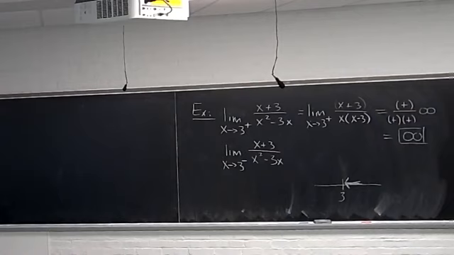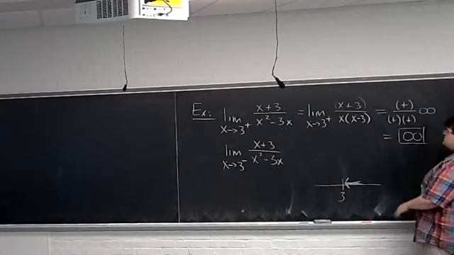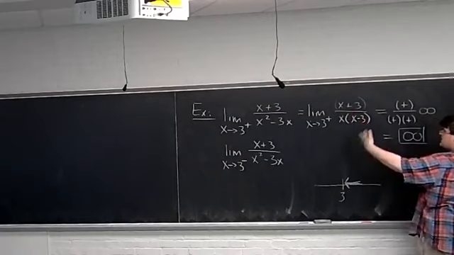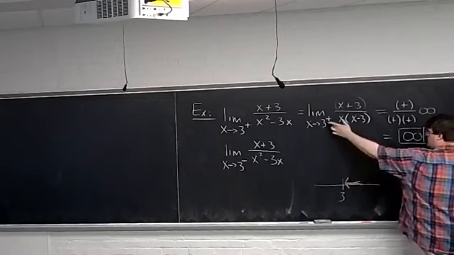Any questions about that first limit? So these are just looking at what happens to each of these pieces. What is the sign of each of these pieces on the right of 3?